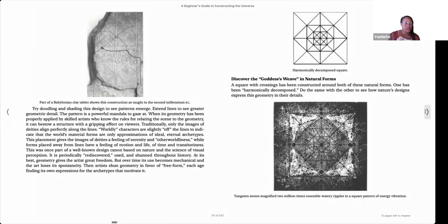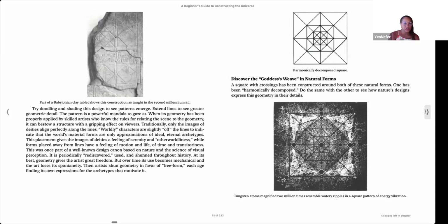Try doodling and shading this design to see patterns emerge. Extend lines to see greater geometric detail. The pattern is a powerful mandala to gaze at. When its geometry has been properly applied by skilled artists who know the rules for relating the scene to the geometry, it can bestow a structure with a gripping effect on viewers.